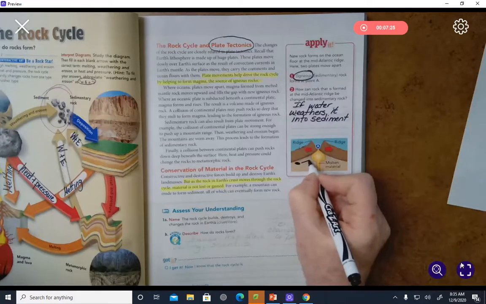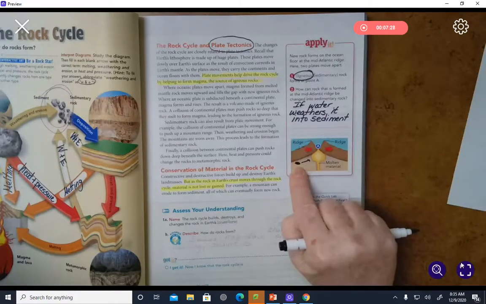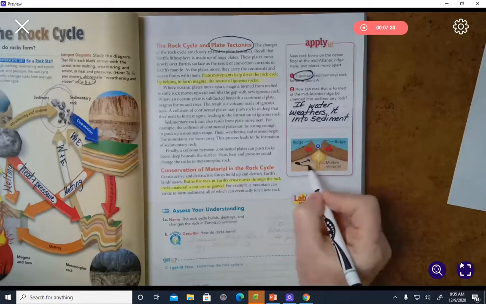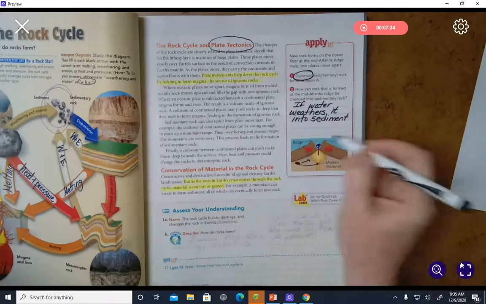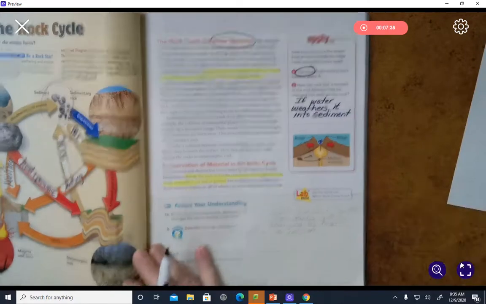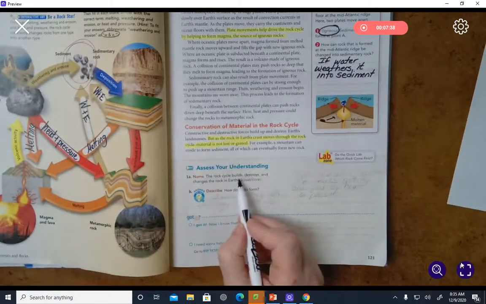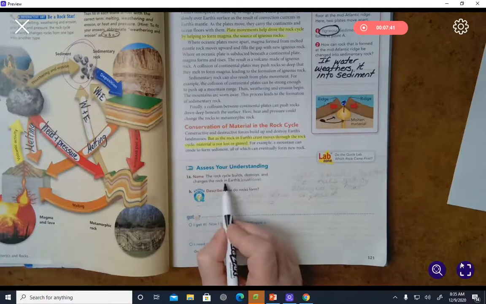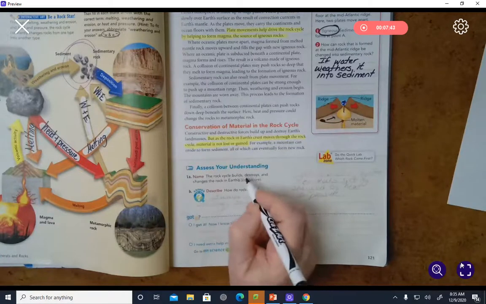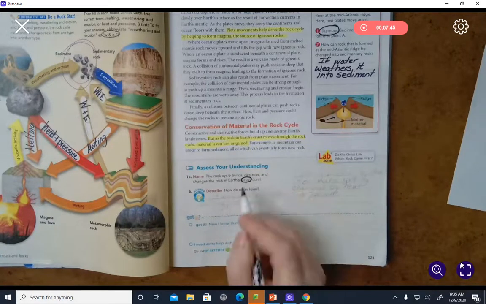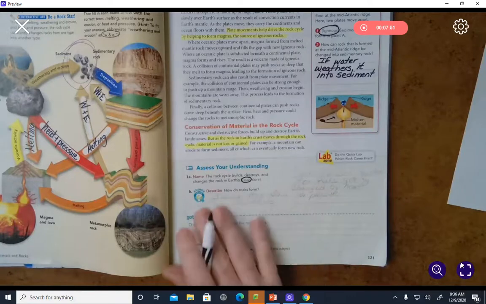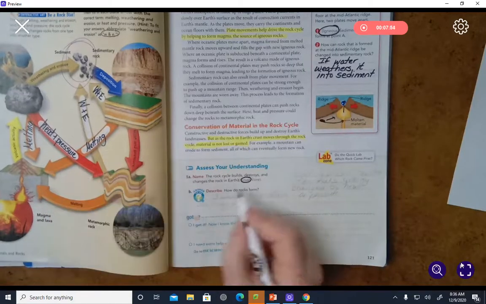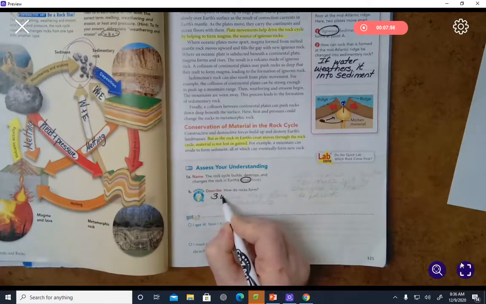If it got too close to this, it would bake and become metamorphic. It might end up back in there and become igneous again. So here you see the rock cycle happening. So the rock cycle builds, destroys, and changes the rocks in the earth. There's crust and core. So crust can be like the Earth's surface and also, you know, kind of in there. How do rocks form? And now I know that because of the rock cycle, they form in 3 ways.